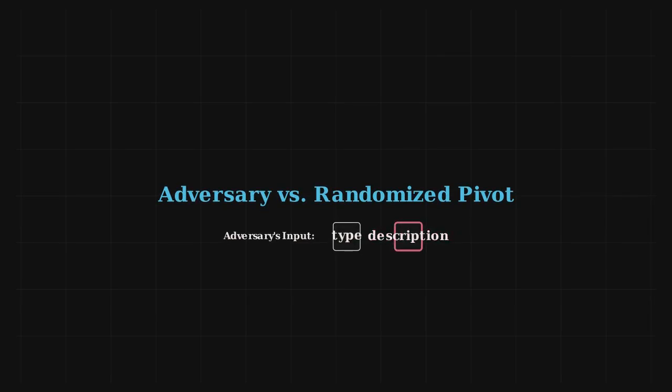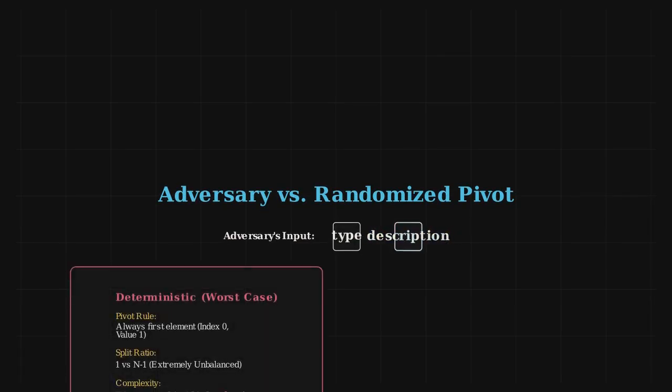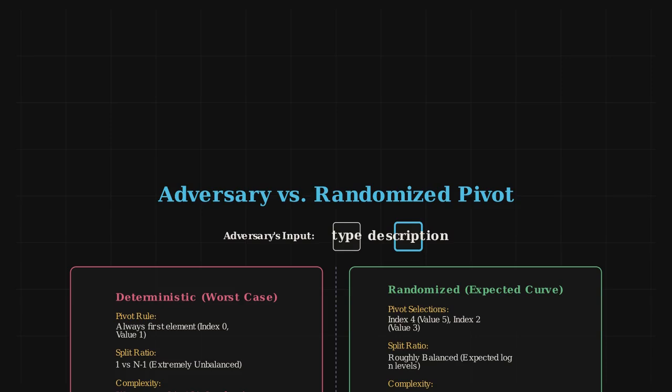Deterministic QuickSort is highly efficient, but vulnerable. If we always pick the first element as the pivot, an adversary can supply a presorted array of 1 to 8. This forces an extremely unbalanced 1 to 7 split at every step, degrading performance to quadratic time. We must break this input dependency.